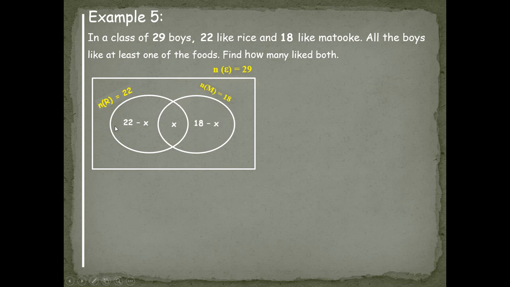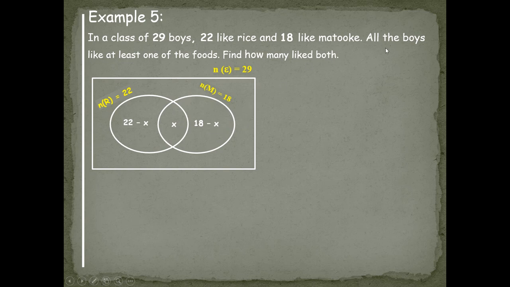Why? The whole of this part here is 22, but now this part alone is X, so this part will be 22 minus X. If the whole of this is 18, but this is X, that means this part is 18 minus X.